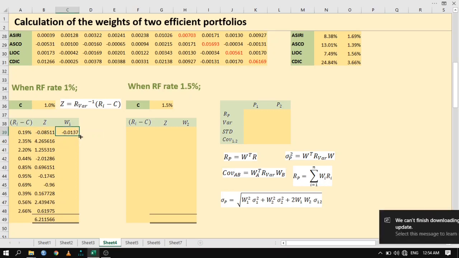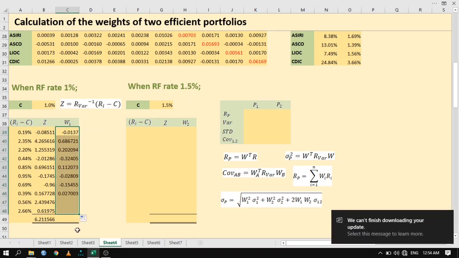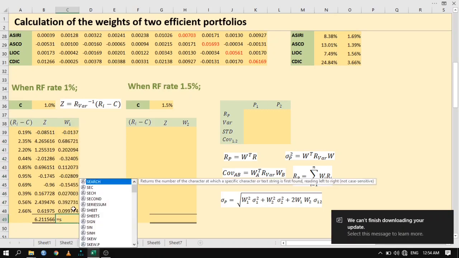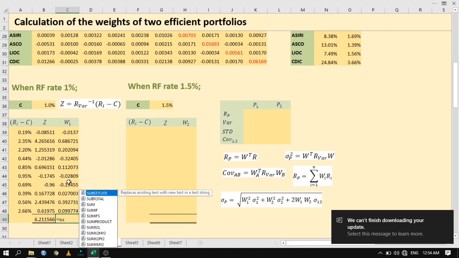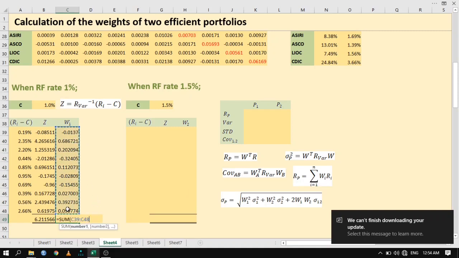So you get these weights, right? How do you verify these weights? Again, you will have to calculate the sum of all the weights. It should be equal to 1, right? That is also okay.